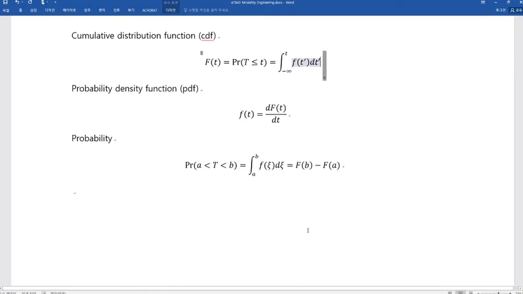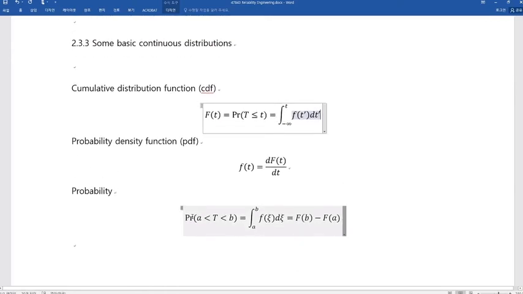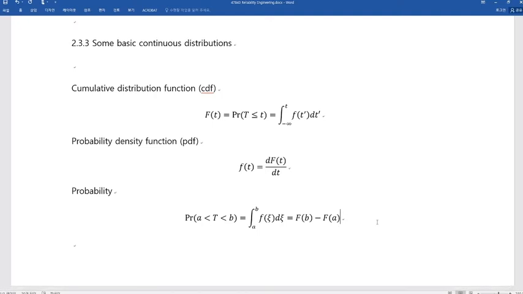So cumulative distribution function is given as the integration of the probability density function. If we want to calculate the probability that the failure or any event of interest occurs between A and B, then the probability is calculated as the integration over the interval between A and B. That is the same as CDF of B minus CDF of A. This rule generally applies to all continuous distributions.